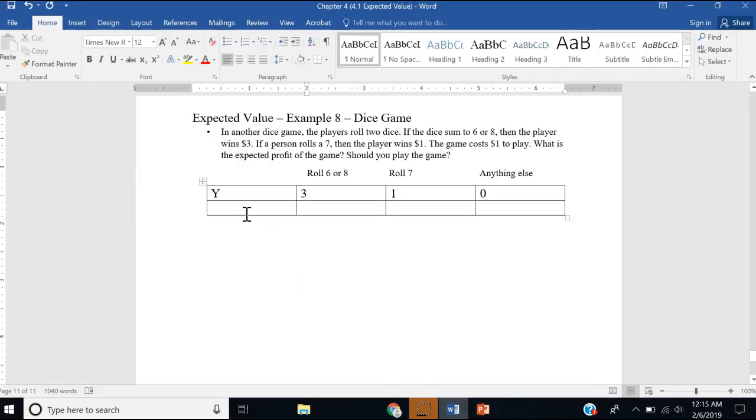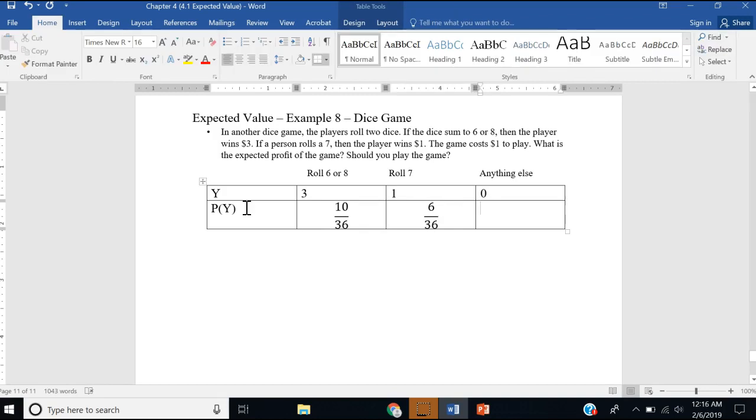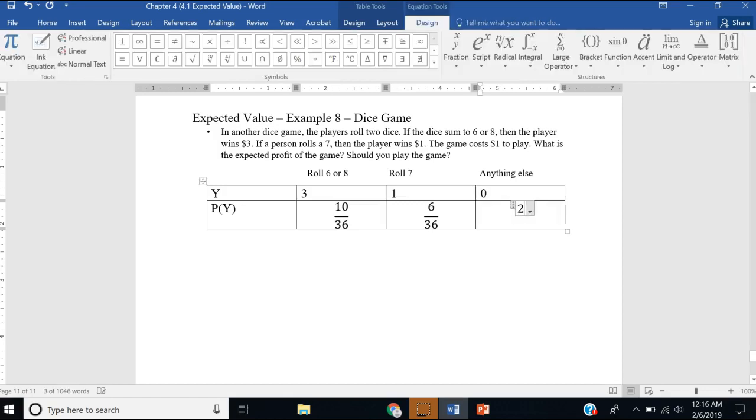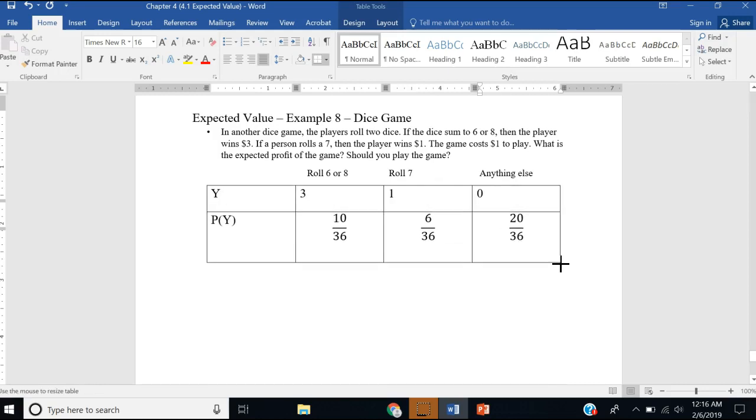So what is the probability of each of these different payouts? Well, a 6 or an 8, what did I just say? 10 out of 36. A 7, I just said 6 out of 36. Now that's a total of 16 possibilities out of 36. So the remaining 20 possibilities out of 36 give you a result of $0. All right, I'm going to extend that out just slightly.